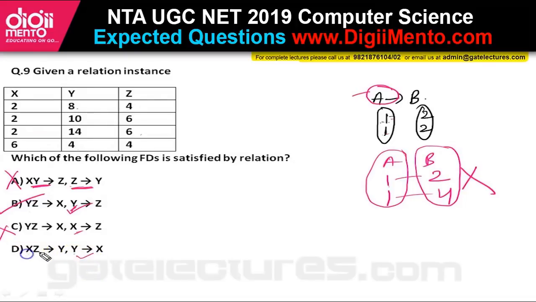Now let's look at the xz. Do xz combined have any duplicacy? 2, 4, 2, 6, 2, 6. Yes, they have duplicacy here. 2, 6, 2, 6. So let's see.